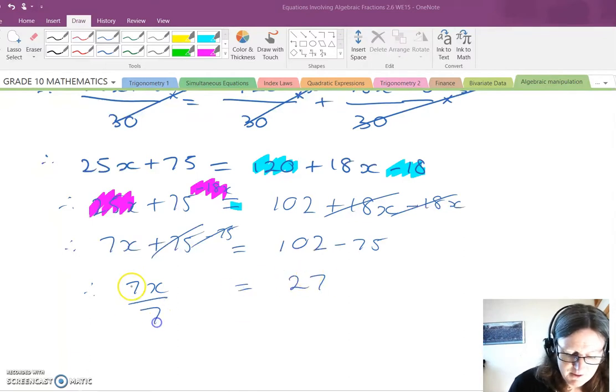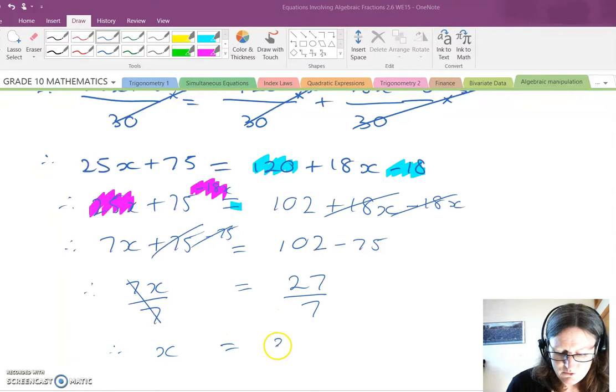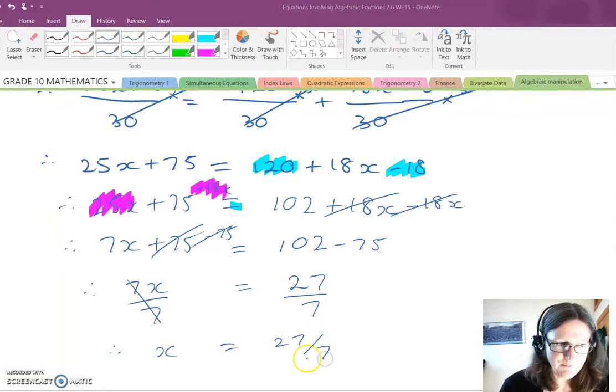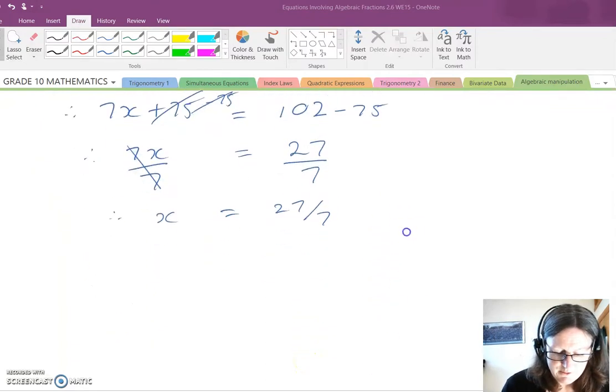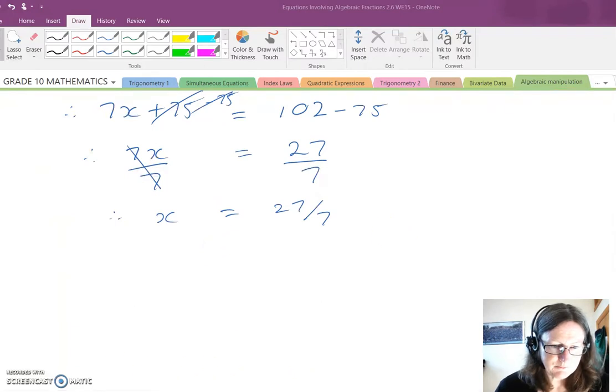If I divide this by 7, it cancels. So divide the other side by 7. So x is equal to 27 over 7. Let's look at our second example now.